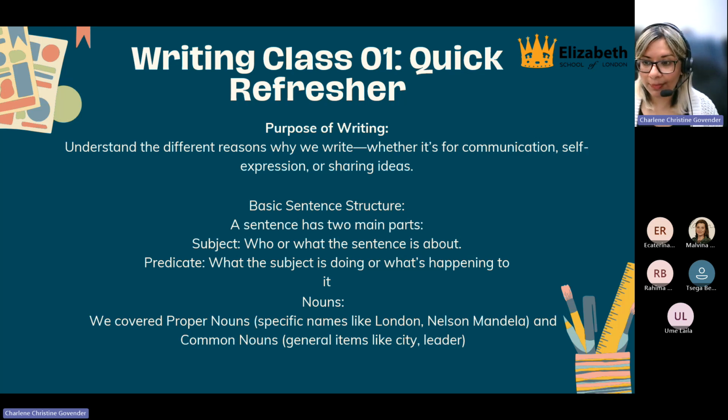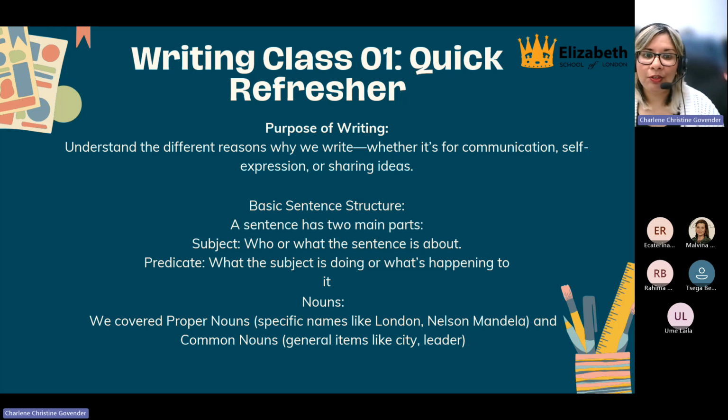Okay, so let's look at a basic sentence structure. A basic sentence structure at its core has two main parts. It's made of a subject, that is who or what the sentence is about. Okay, now this can be a person, an object, an animal, anything relating to what or who the sentence is about. And then your predicate is what the subject is doing or what is happening to it. So at its basic core, all sentences are made of two things, a subject and a predicate. Is everyone following along with me?